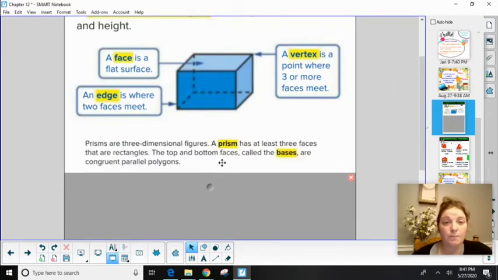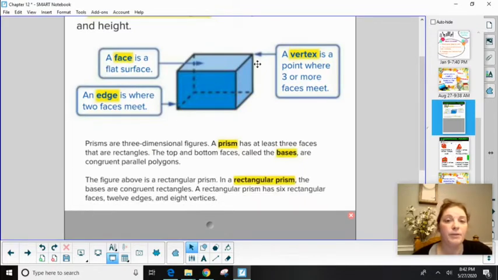So prisms are three-dimensional figures. A prism has at least three faces that are rectangles. The top and bottom faces are called bases, and they are congruent parallel polygons. And we're going to take a look at that closer in a moment. But this blue figure right here is a rectangular prism. In a rectangular prism, the bases are congruent rectangles. So remember, the top and bottom faces are congruent, meaning they are the same size and shape. They're parallel, which means they will never meet, and they're polygons. And in a rectangular prism, the polygons are rectangles.